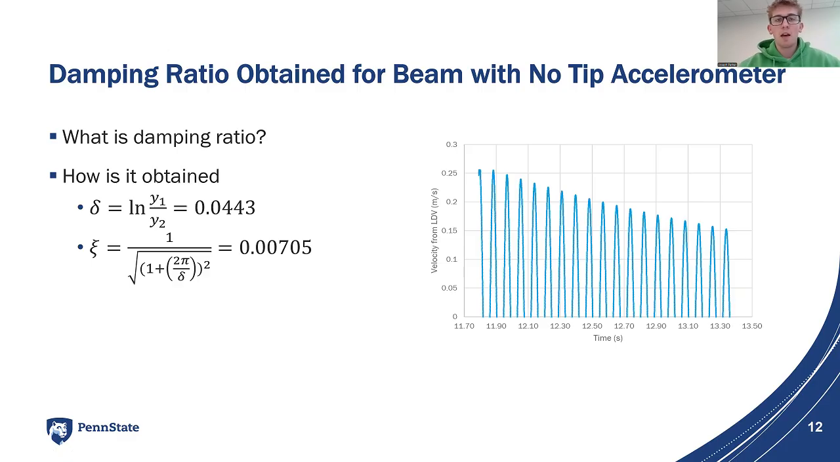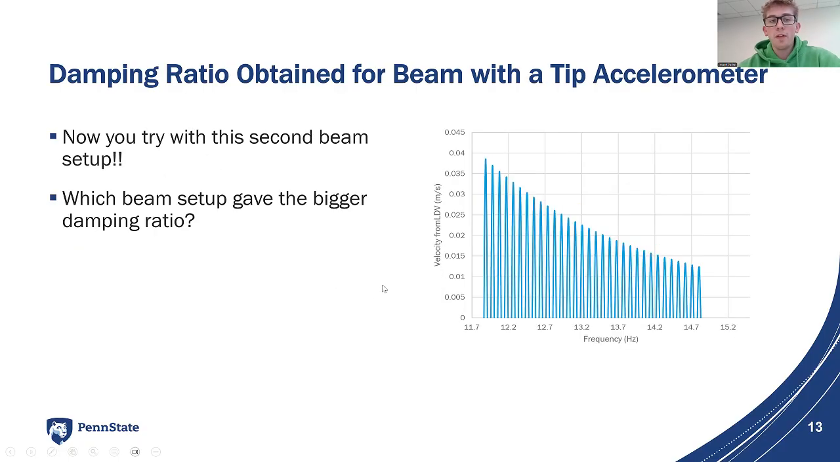That is just how much the beam starts to slow down, what affects the beam slowing down after it's been vibrating for a while. And that is gone from the equation shown on the screen, where y1 is the leftmost peak, and then y2 is the one directly to the right of that, which is seen here. And then you plug that into the equation below that, which is zeta, to find the actual damping ratio.